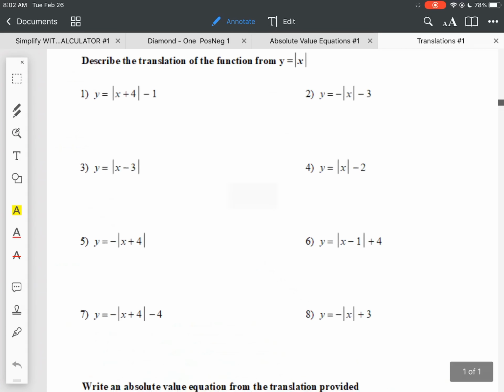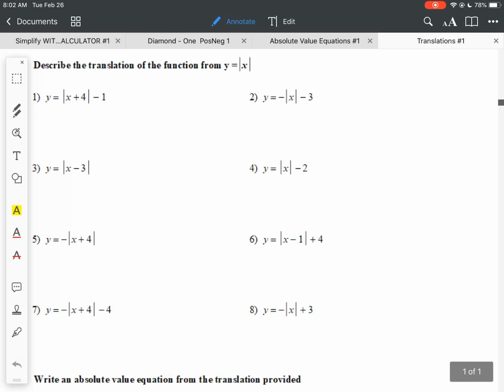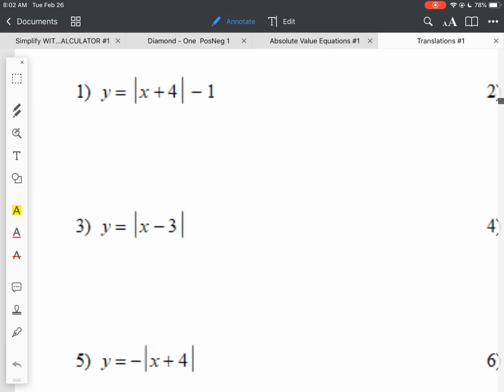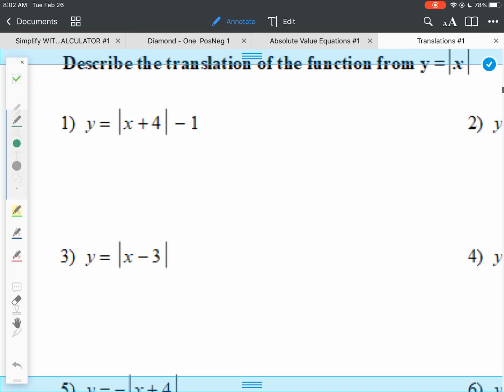Translations. Remember, we just did this. You guys are doing pretty good with this. Remember, if the number is inside the bars and positive, it goes left. If it's inside the bars and negative, it goes right. Okay. Outside the bars, if it's negative, it goes down. Outside the bars, positive goes up.